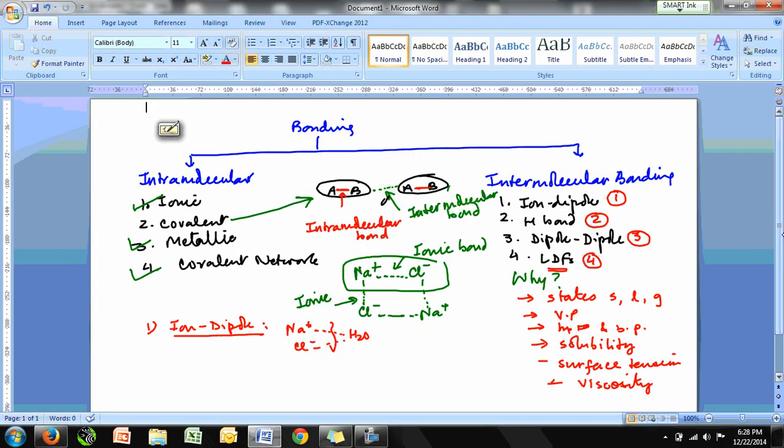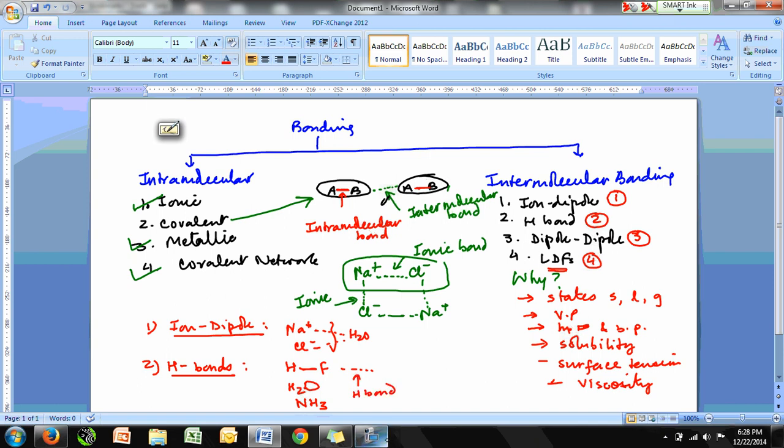Now the second type of intermolecular forces are hydrogen bonds. Hydrogen bonds are stronger, and hydrogen bonds are identified when hydrogen is bonded intramolecularly to fluorine, to oxygen, or to nitrogen. Then the intermolecular bond that forms is called a hydrogen bond.